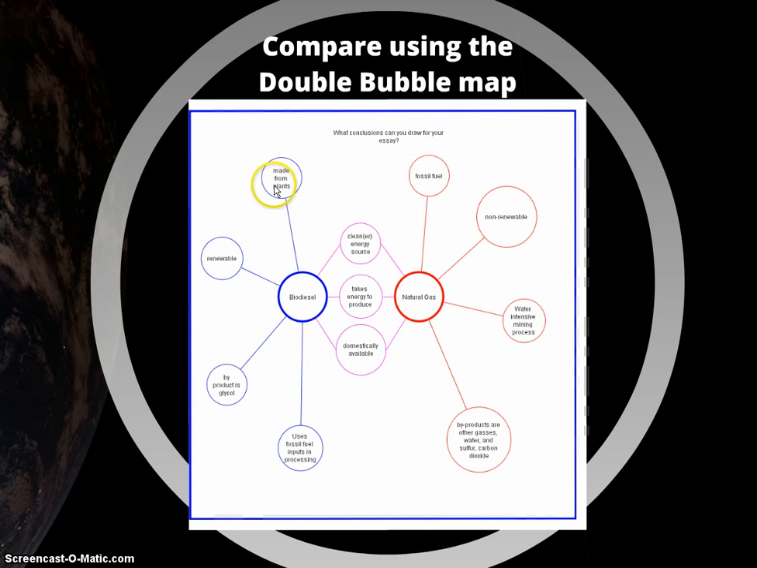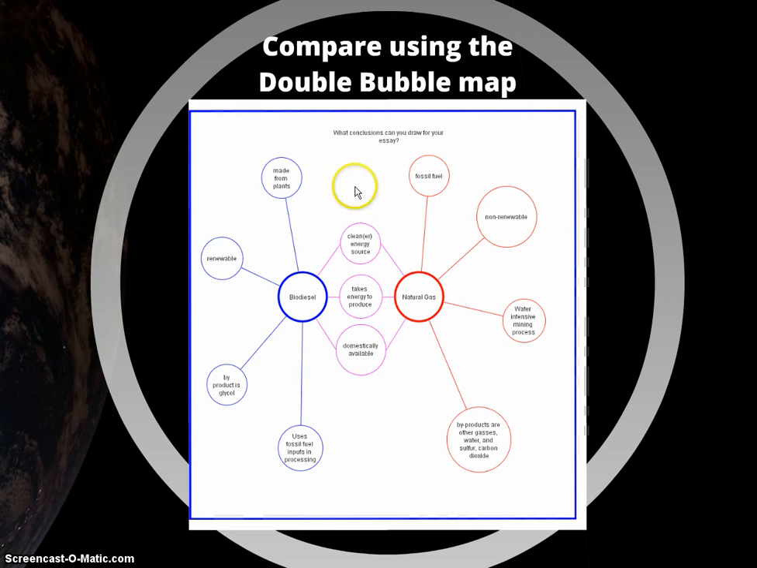So it doesn't necessarily mean that if I've got a bubble here that says made from plants, I have to have a bubble here that says not made from plants. All right, so now over here I've got things that are specific to natural gas. And then of course in purple in the middle is the ones that are similar. So you're going to only have one of those maps. You'll have one double bubble where you're comparing, contrasting.